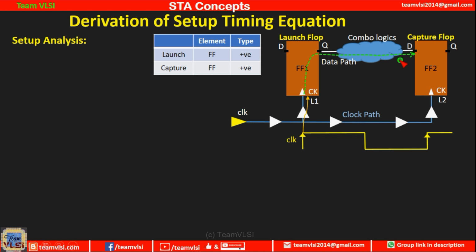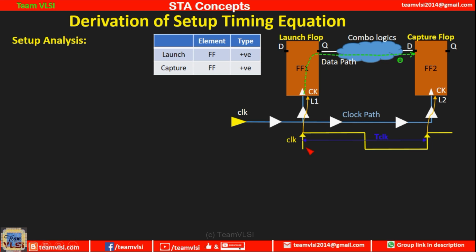theta to reach the D pin of flip-flop 2. Obviously data will move from the D pin of flip-flop 1 to the D pin of flip-flop 2, but it will take a time, the clock to Q delay, in this part, and it will take a time, the combinational delay, in this part, right? And it will be captured by flip-flop 2 when the next edge of the clock comes to flip-flop 2.